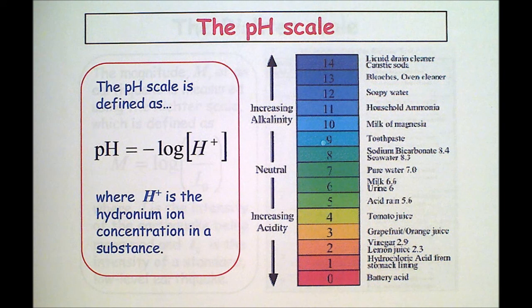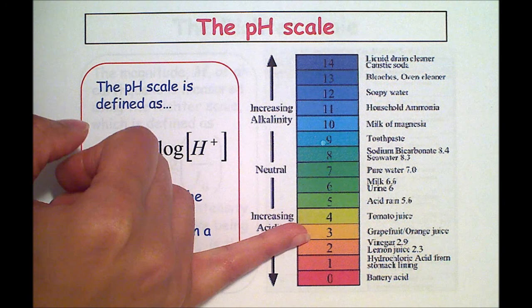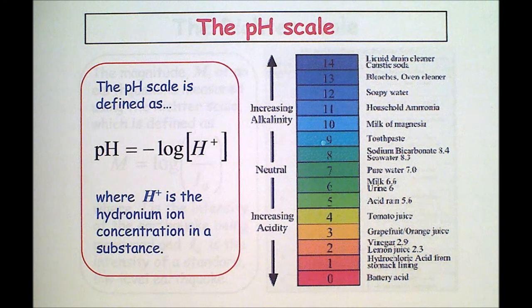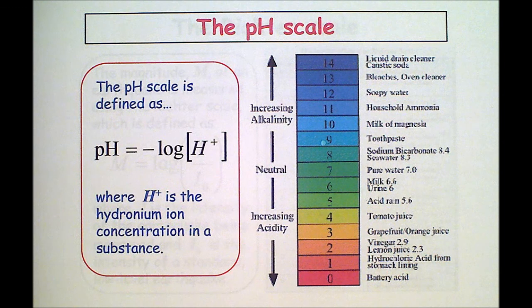And so what we're going to look at is when you have something that has a pH of 3, like grapefruit or orange juice, versus something that has a pH of 4, like tomato juice, we're going to see how much more a hydronium ion concentration there might be, even though the pH only has a difference of 1. Okay, so we're going to see how a logarithmic scale is applied here.